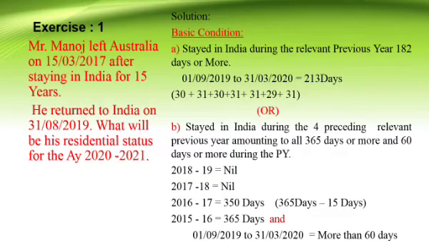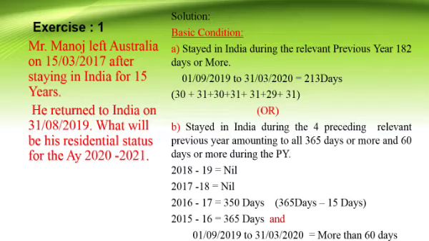He left for Australia in 2017, then came back to India in 2019. So let us be clear that in the 2018-19 year he is not available in India. The same for 2017-18, he is not available in India. Then he has stayed in India for the year 2016-17, which started from 1st April 2016 to 31st March 2017, so a total of 365 days.